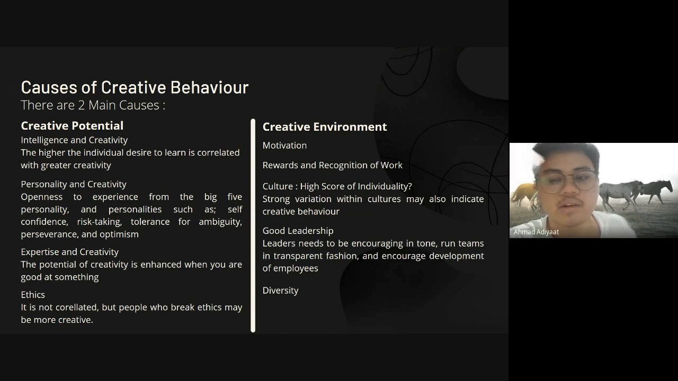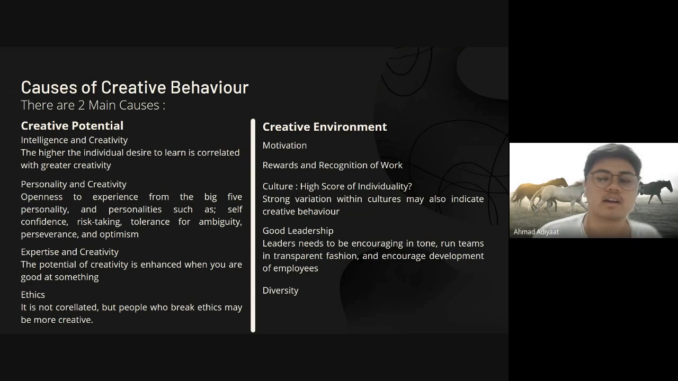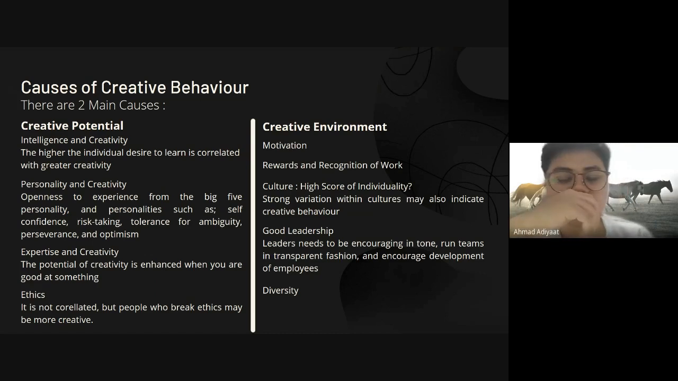So another is expertise. Expertise is the potential. When you are good at something, you are more likely to find the solution in what you're good at. So the last one is ethics. It is not correlated though, because ethics is sometimes broken by people who are more creative than normal people. So we go on to the environment of creativity.